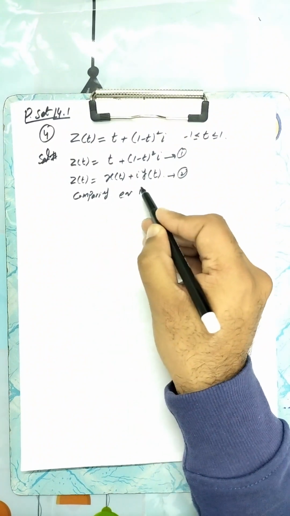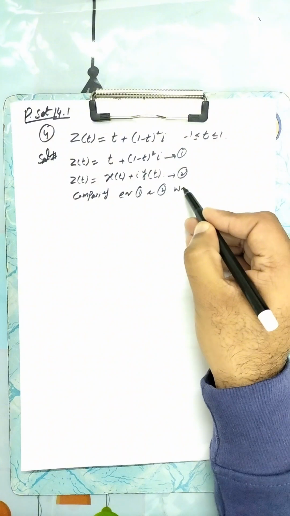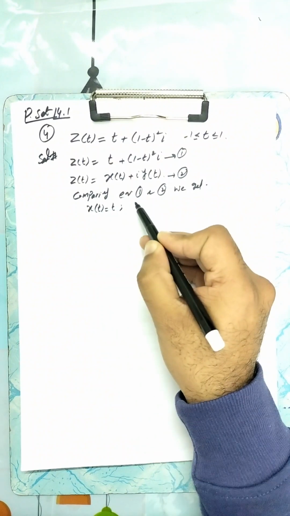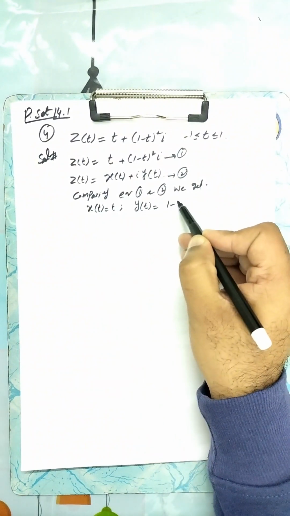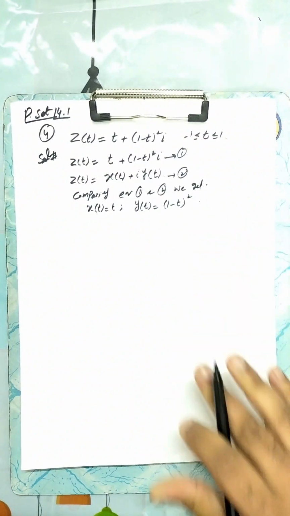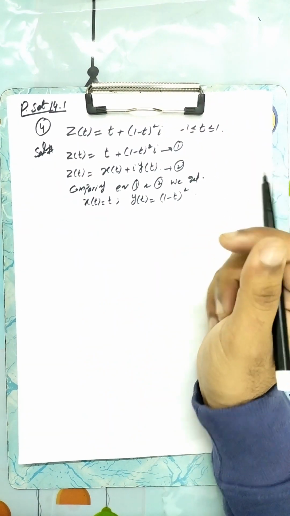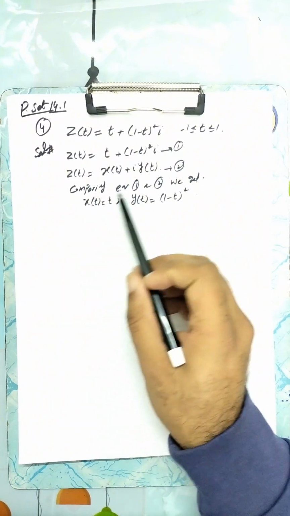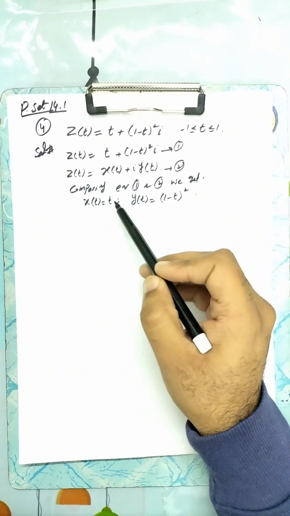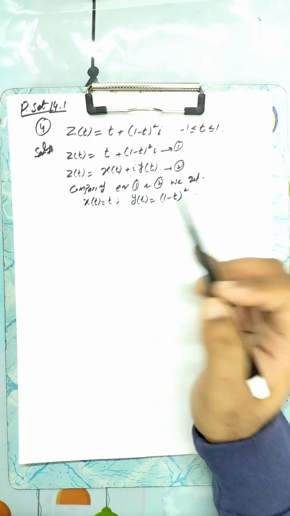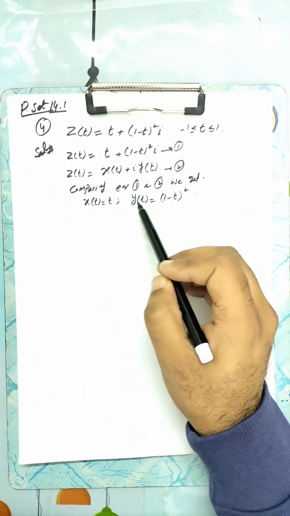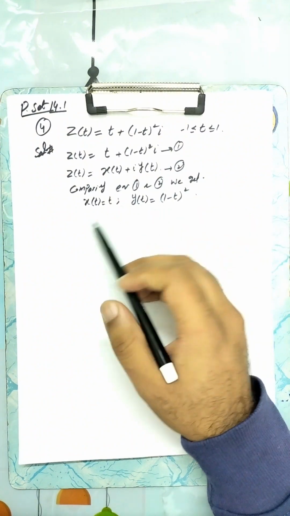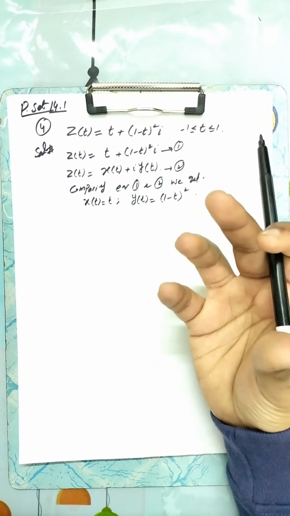Comparing equation 1 and 2, we get x(t) = t and y(t) = (1 - t)². So these are the parametric equations of our curve. If we eliminate t from both equations, we get the relation of x and y, so y is a function of x as in calculus. Conventionally we know that. So we get the equation of our curve.